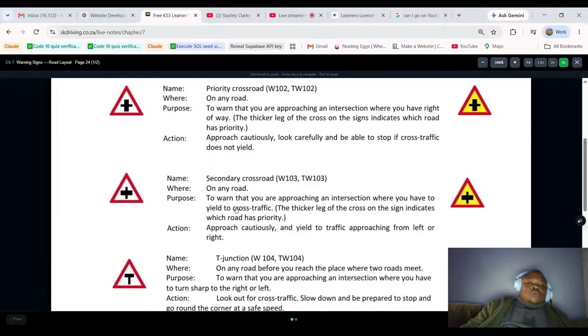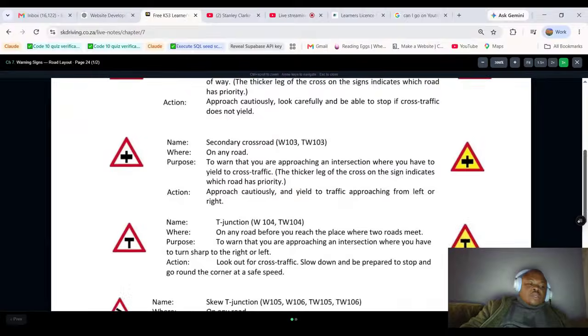The purpose is to warn you that you're approaching an intersection where you have to yield to cross traffic. The thicker leg of the cross on the sign indicates which road has priority. Meaning that when you are traveling on this road, you do not have priority. You do not have priority when you are traveling on this road, right? And then we can continue.